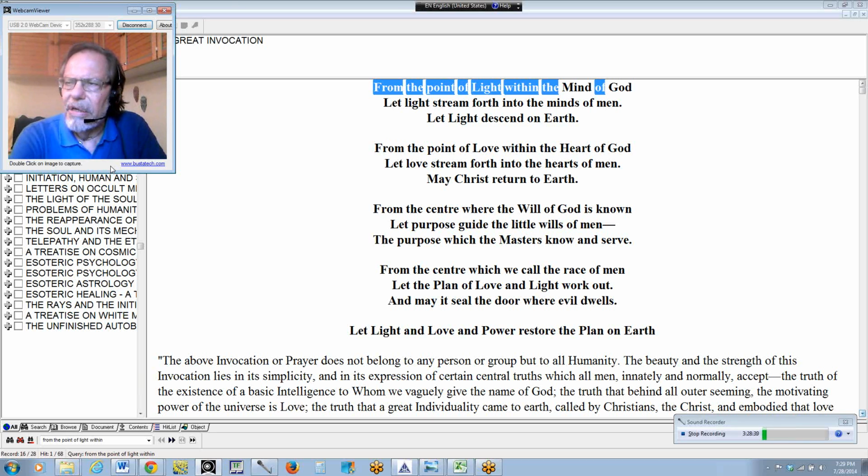From the point of light within the mind of God, let light stream forth into the minds of men. Let light descend on earth. From the point of love within the heart of God, let love stream forth into the hearts of men. May Christ return to earth. From the center where the will of God is known, let purpose guide the little wills of men, the purpose which the Masters know and serve. From the center which we call the race of men, let the plan of love and light work out, and may it seal the door where evil dwells. Let light and love and power restore the plan on earth.